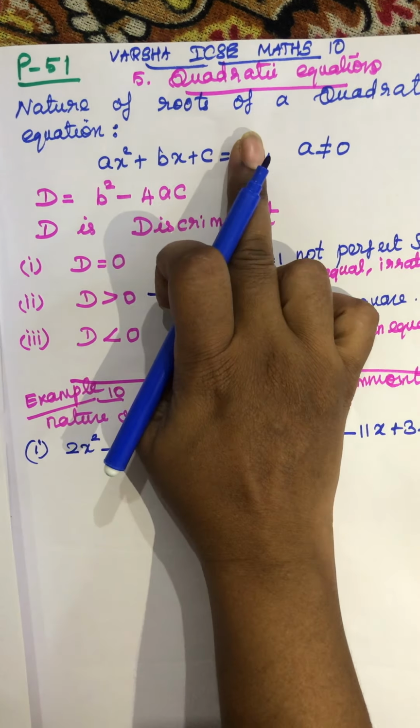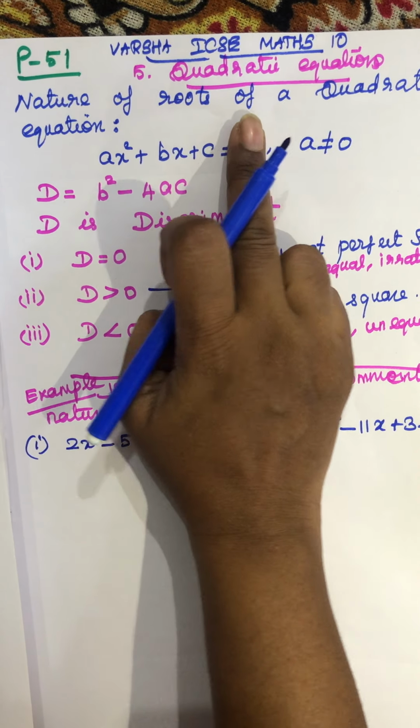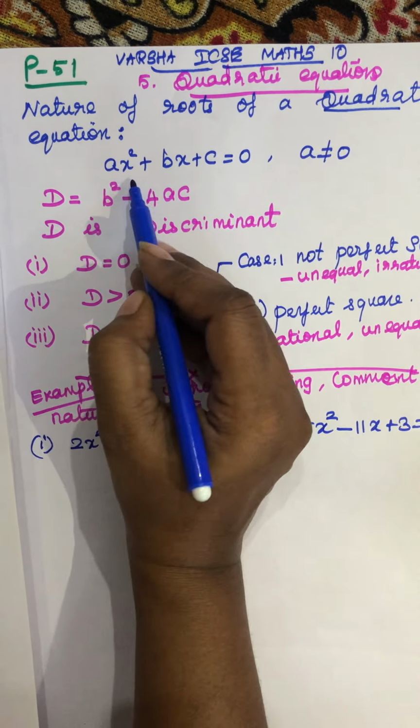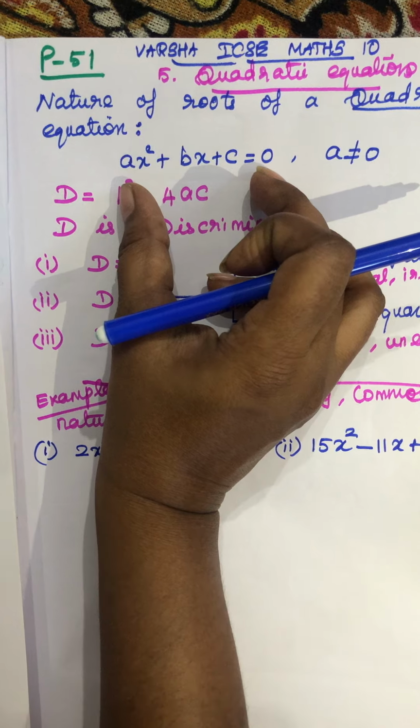So this is our fifth lesson, quadratic equations. This is the topic, nature of roots of a quadratic equation. So what do you mean by a quadratic equation? ax² + bx + c = 0. This is the general form of quadratic equations.